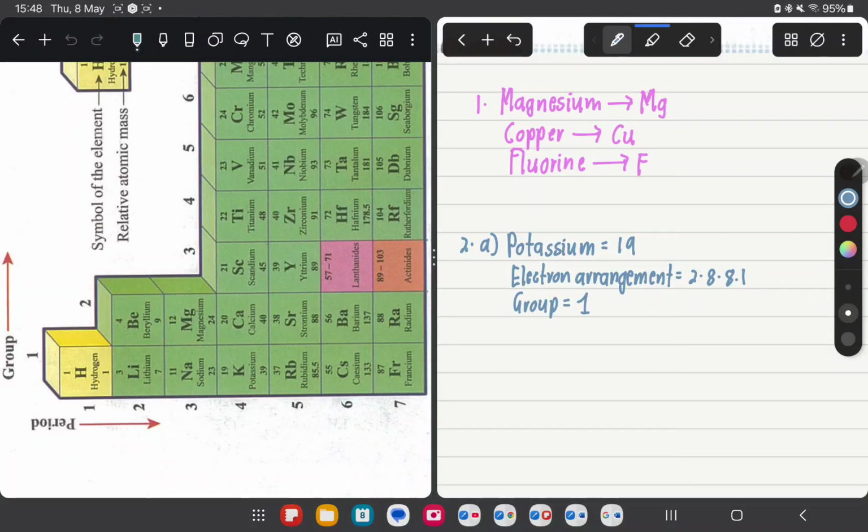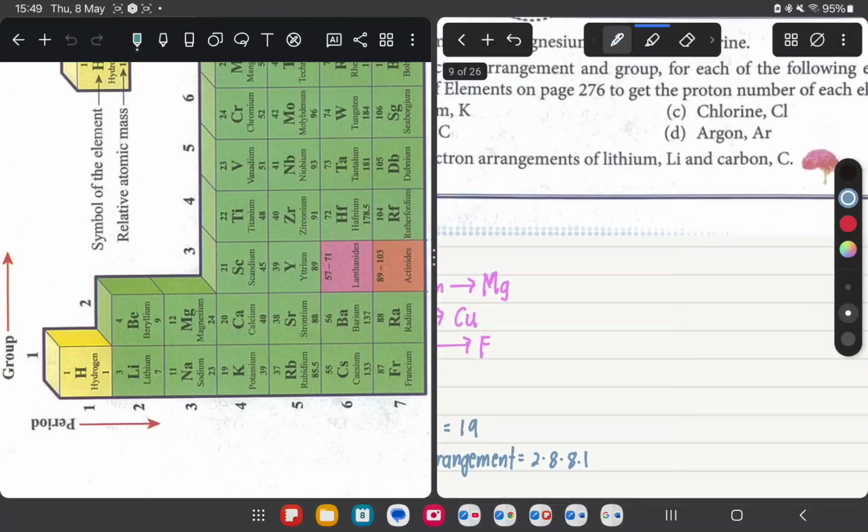How do I know it is group 1? Because the valence electron is 1. We will determine the group based on the valence electron. Okay, so if the valence electron is 1 or 2, it means that the element is in group 1 or 2. Okay, if let's say the valence electron is more than 2, let's say 3, 4, 5, 6, 7 and 8, you must take the number and add 10, so you will know the group. Okay, it's a very easy and straightforward question.